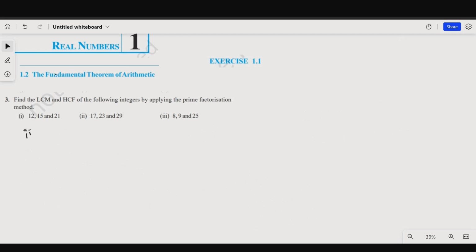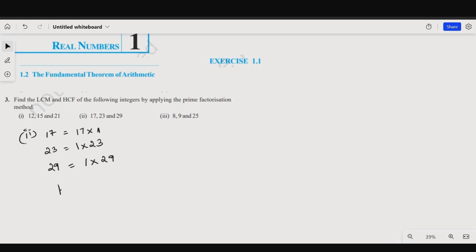Second question, let's take 17. 17 itself is a prime number, so 17 is divisible by 17, the number itself, and 1. 23 is again a prime number, so we can write the factors of 23 as 1 and the number itself. 29 is also a prime number, so we can write the factors of 29 as 1 and the number itself.